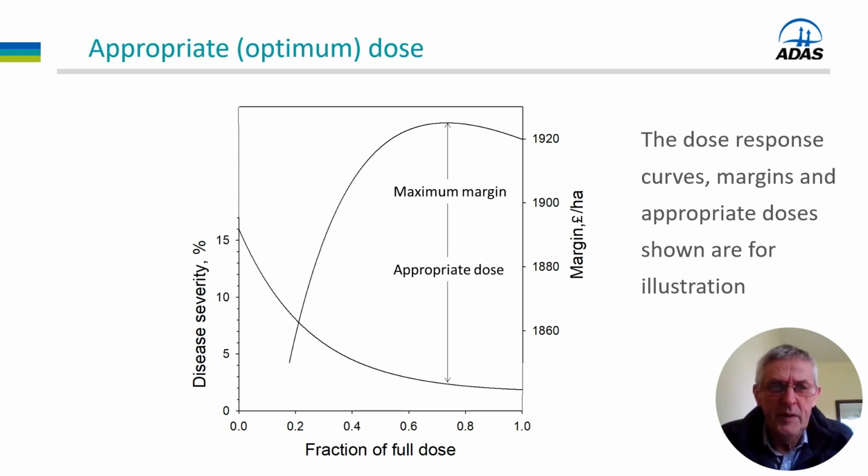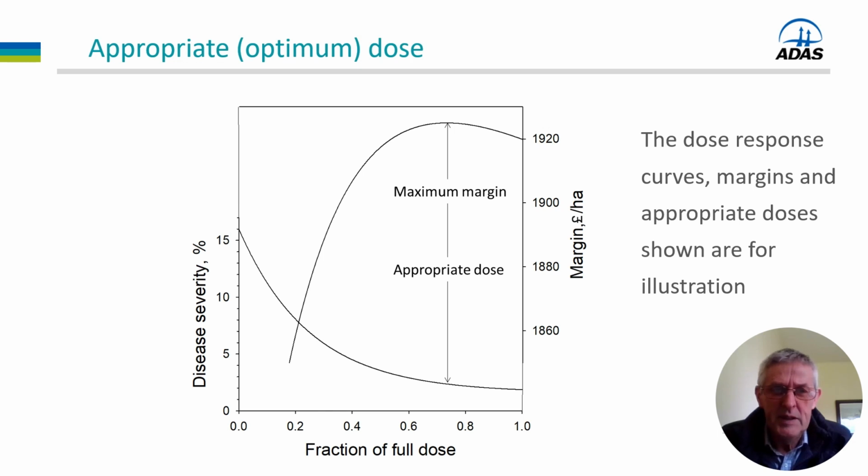So this is a hypothetical but realistic example of a dose response curve like we've just seen. The bottom curve shows the decreasing amount of disease with increasing dose, and it's a law of diminishing returns as you apply more dose.